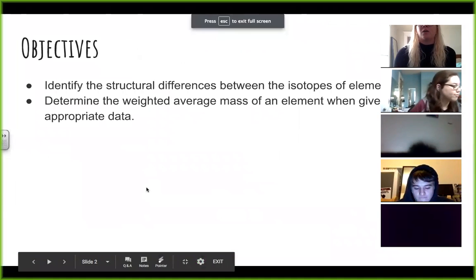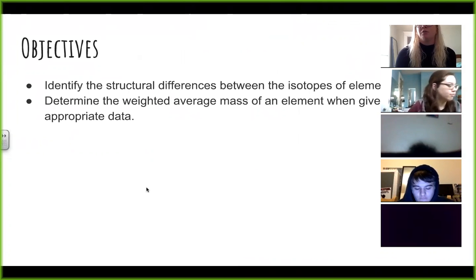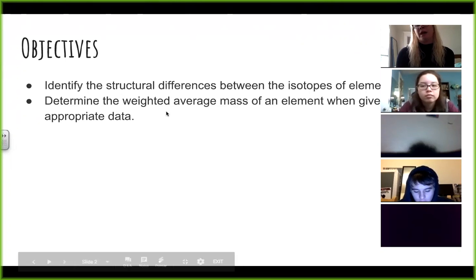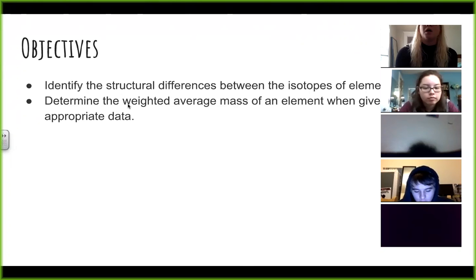Our objectives for today are going to be to identify the structural differences between the isotopes of elements and determine the weighted average mass of an element when given the appropriate data. So the math part, like I said, is less scary than dimensional analysis, but still it's math, so we're going to go through it step by step. And the structural differences part is pretty easy. For some of you guys, that might be a review.